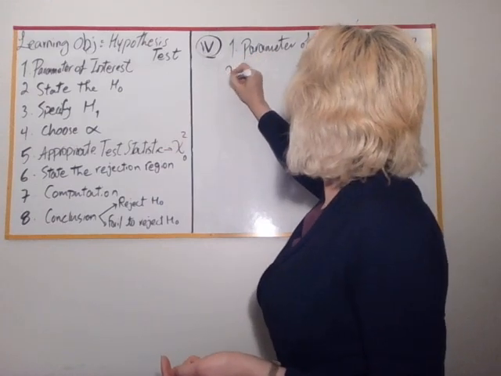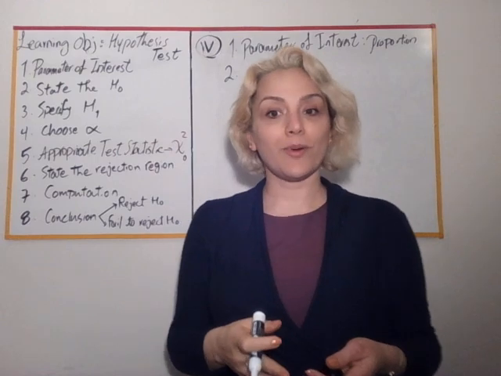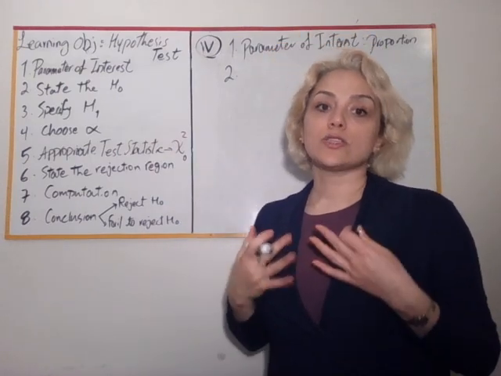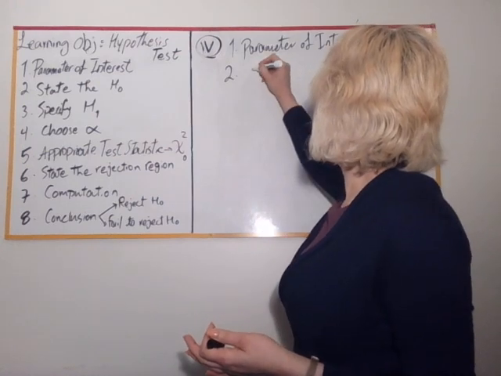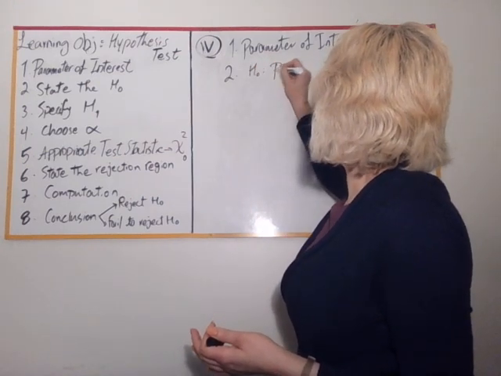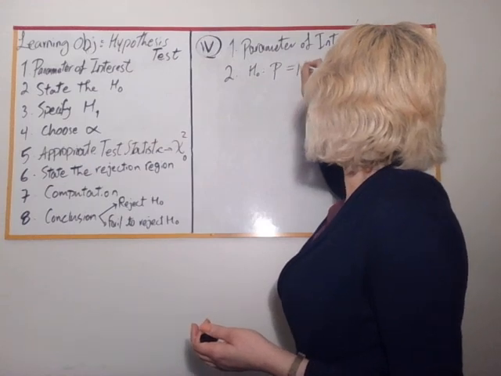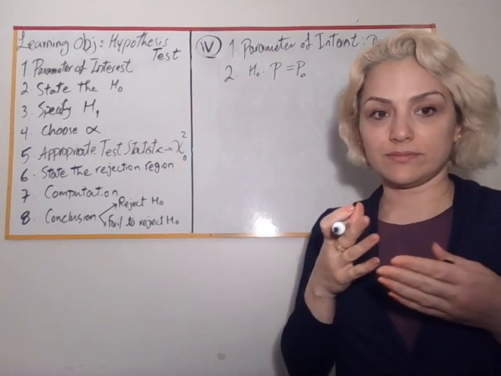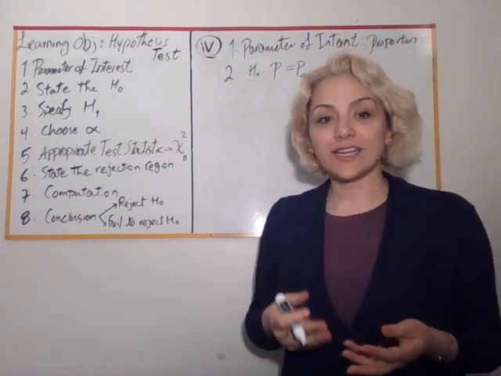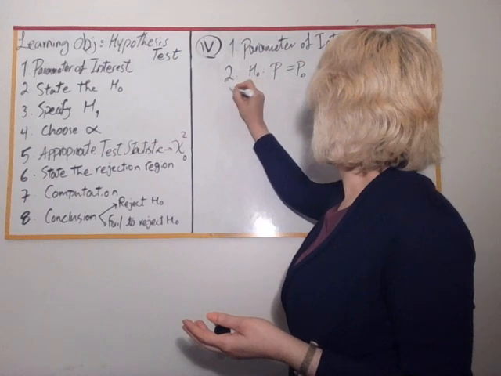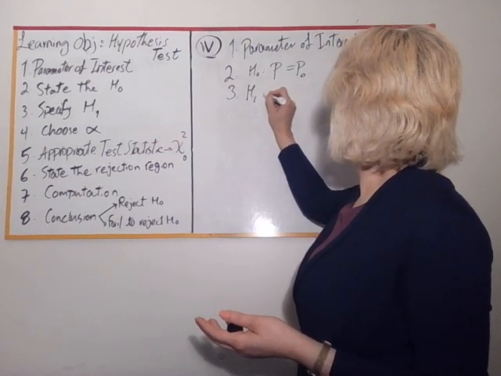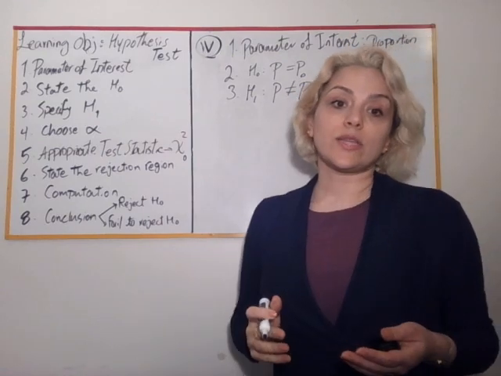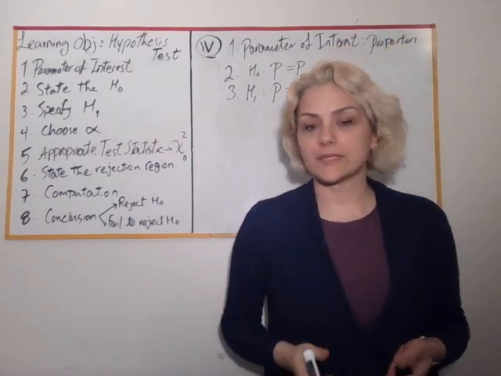And step number 2 was to state the null hypothesis. For this one, we can have again one-sided and two-sided. So for the one-sided, we would say that our null hypothesis is P equal to P null. That's for the null hypothesis. For the alternative hypothesis, we're going to write down that P and P null are not equal. So that's going to be my alternative hypothesis.